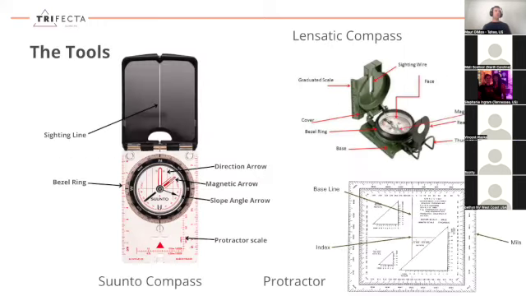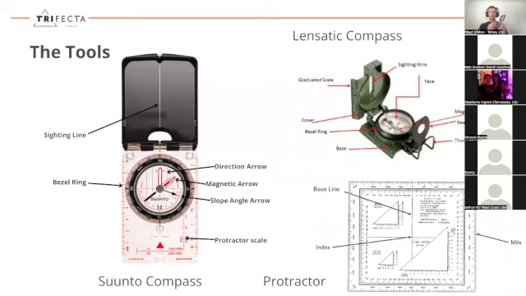You have two common types of compass. On the left, you have a Suunto compass, which is a baseplate compass. On the top right, you have a lensatic compass. Your Suunto compass is a great tool for using in a recreational setting. The clear backing and the scales on it are really useful.